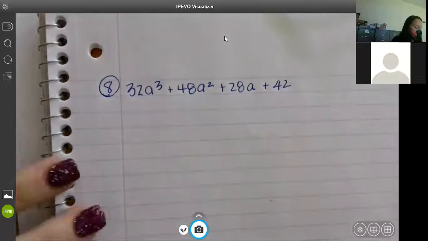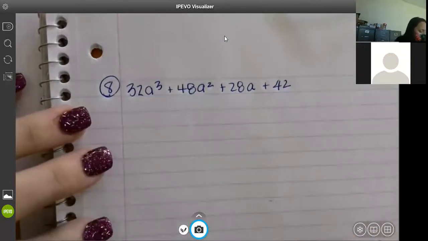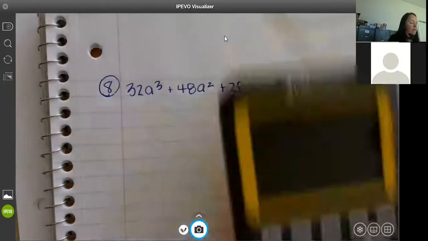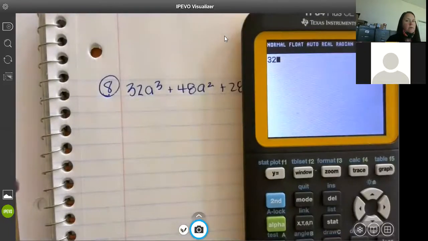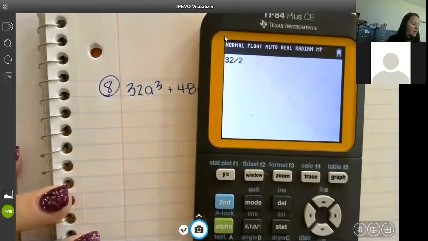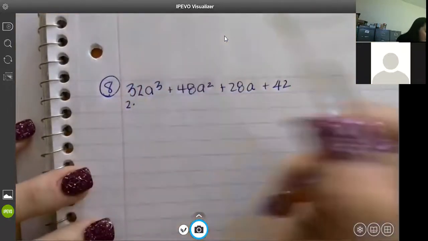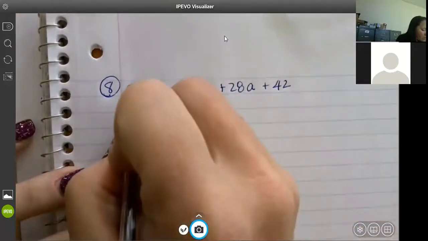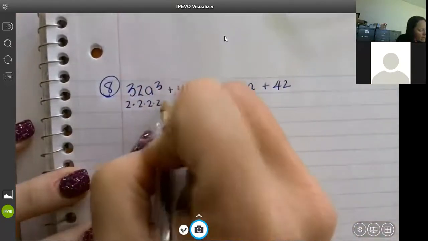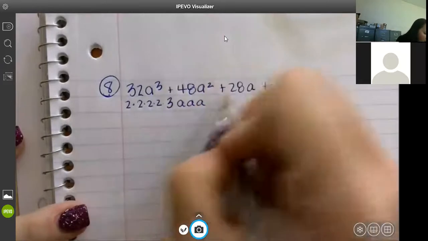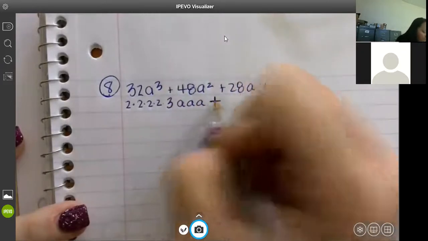What are your factors of 32a cubed? Factors of 32. Use your calculator if you have to. What do I know at least one factor is? Okay, so 32 divided by 2 is 2 and 16, and I know my factors of 16, so I can do this now. What are your factors of 16? 8 and 2, and 8 is 3 2s. So it should be 4 2s and a 3, and 3 a's. Big fat plus separating it.